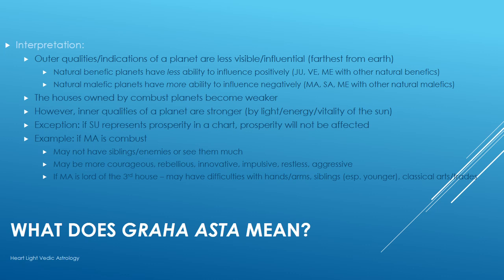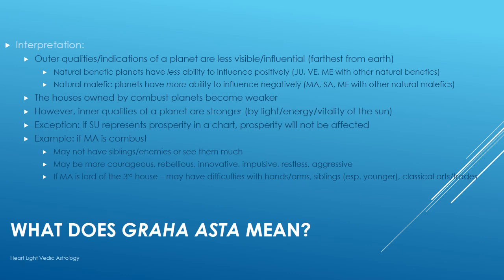what would an outer manifestation be? There would be less wisdom involved, less expansion involved. If Venus was combust, you might see less beauty, less sociability, that sort of thing. Those are things that those planets represent. If, however, the planet is a natural malefic, it actually increases their ability to influence negatively, because it tends to work the other way. They kind of work in different ways.